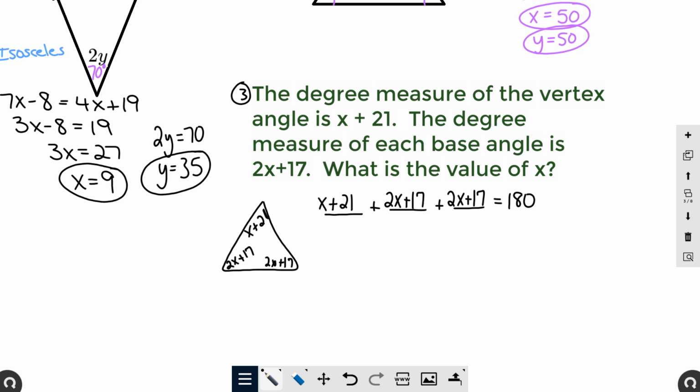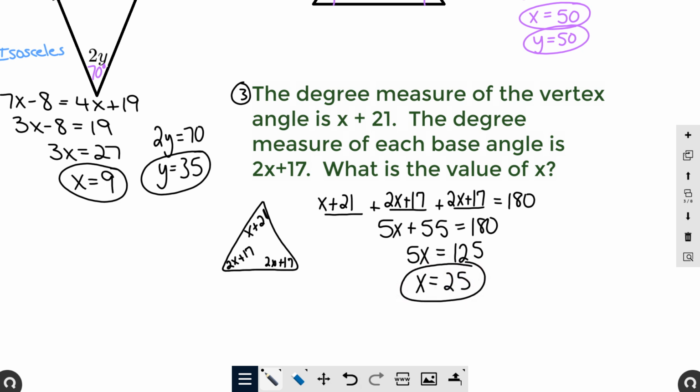Now, add up your like terms. So we got 1x, 2x, 2x, which makes 5x. Then we have 21, 17, and 17. 55. Then we need to minus the 55. What's 180 minus 55? And then we would divide by 5, so x is 25.